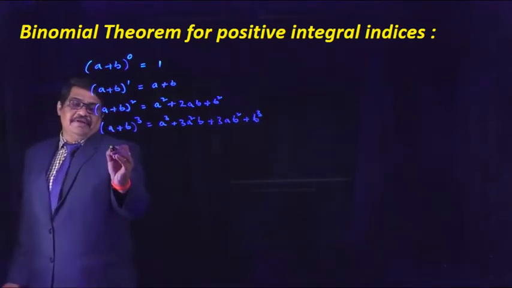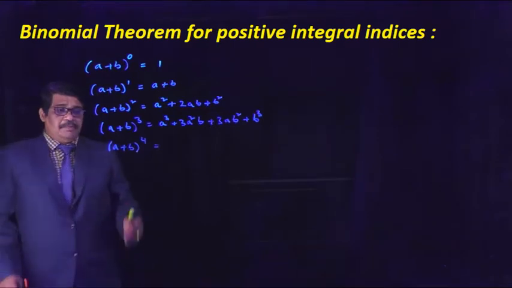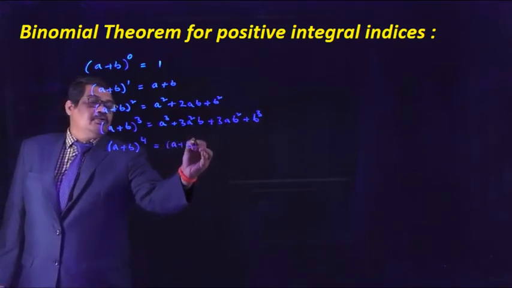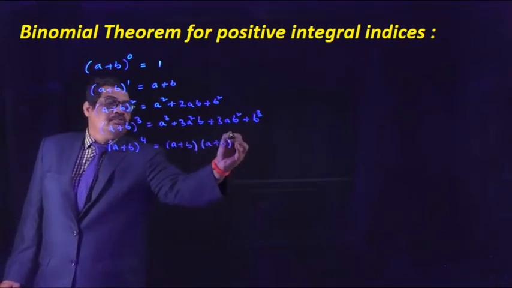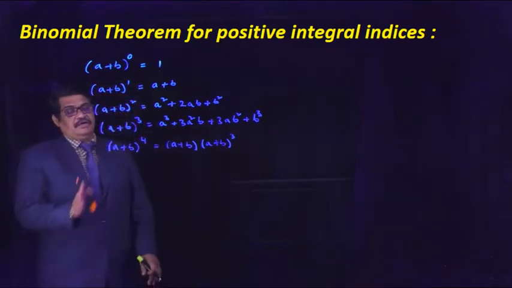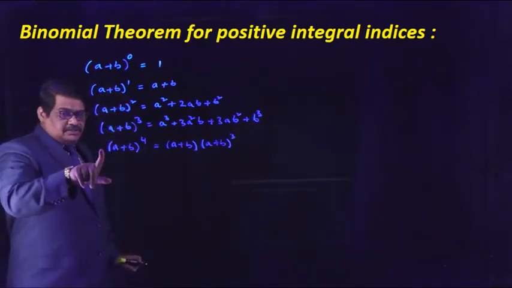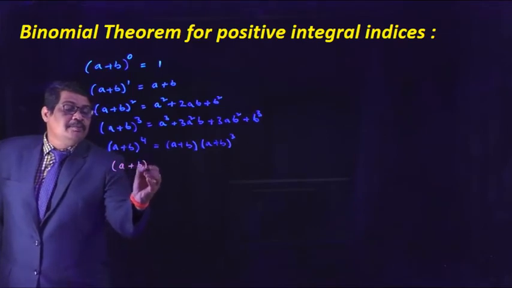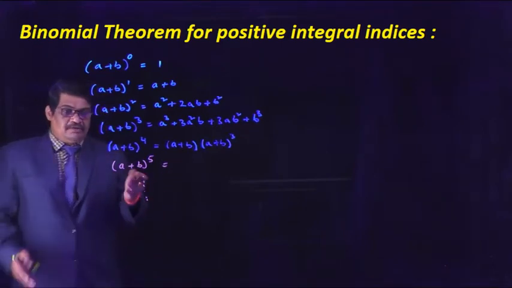After that we write a plus b whole to the power of 4. This can be written as a plus b into a plus b whole cube. We write a plus b whole cube, this is the formula, and multiply with a plus b, then we get a plus b whole power 4. So up to a plus b whole cube we are familiar, but the formulas for a plus b whole power 5, a plus b whole power 6 and so on, we are not familiar with.